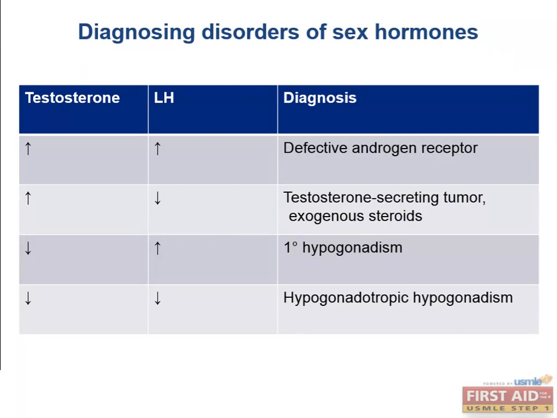But because luteinizing hormone is decreased in the event of decreased testosterone, you can infer that the problem is at the level of the hypothalamus or anterior pituitary, and not at the testes themselves. So the main difference between primary hypogonadism and hypogonadotropic hypogonadism is that in primary, luteinizing hormone is up, and in secondary and tertiary hypogonadism, luteinizing hormone is down.